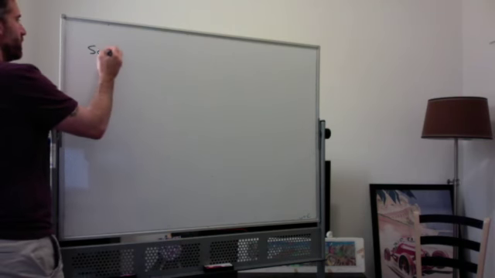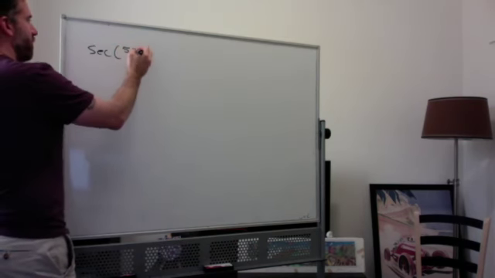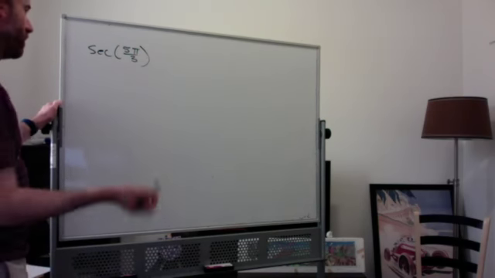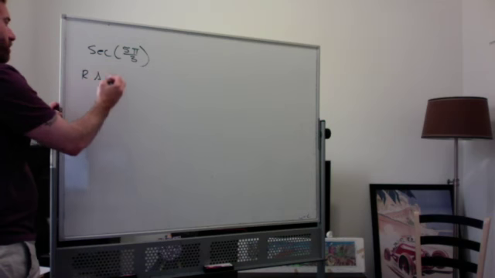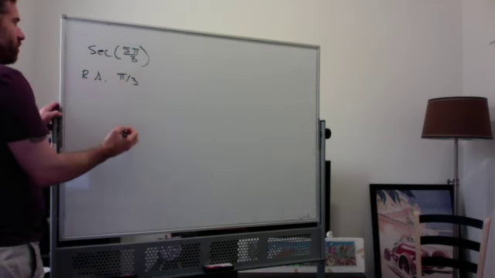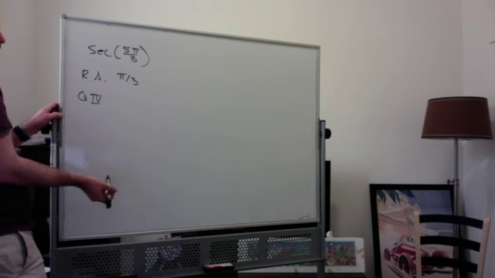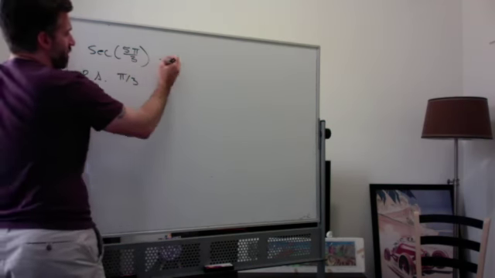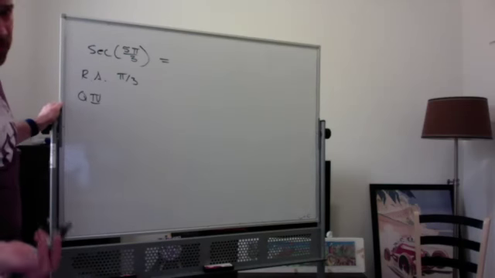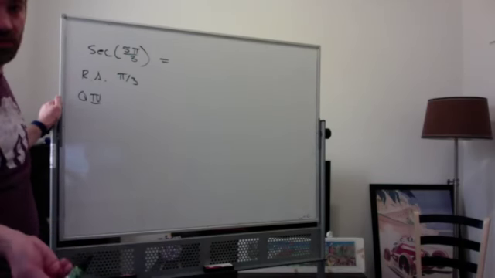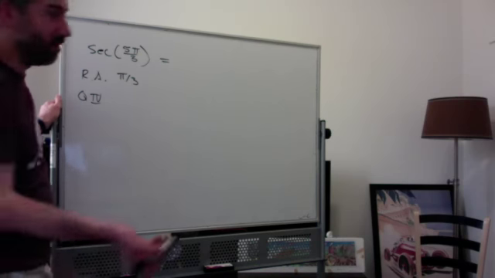So secant of 5 pi over 3. That should be no problem. We know the reference angle is pi over 3. We know that the quadrant is quadrant 4. And here's what I would probably do. I know secant of 5 pi over 3, but I really don't know what secant of pi over 3 is. I could pretend like I know it, but what I'm really doing is finding cosine and then flipping it.